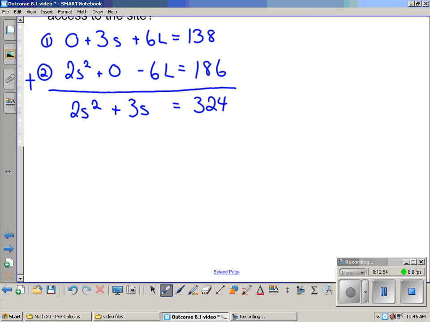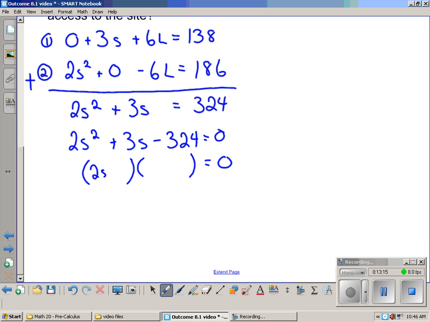To solve this quadratic equation, I need to start by bringing my 324 over to the left, and I end up with 2s squared plus 3s minus 324 equals 0. This quadratic equation is factorable. It will factor into (2s plus 27) and (s minus 12).